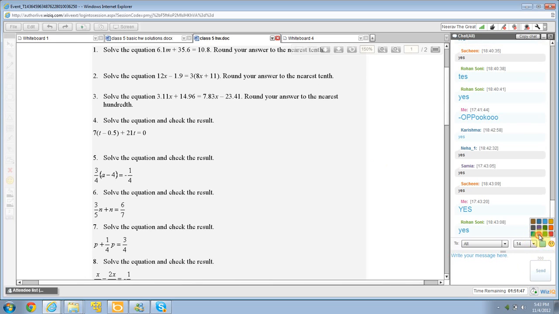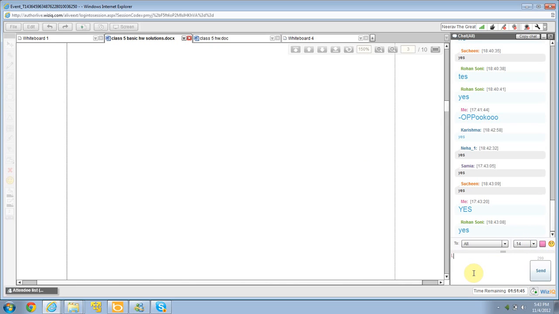4. Solve the equation and check the result. There are two major parts to this. The first one is to actually solve it. So here we go. We have 7 times (t minus 0.5) plus 21t equals 0. First things first, we distribute the 7. So you get 7t, and minus 3.5 because 7 times 0.5 is 3.5, and you still have the plus 21t.